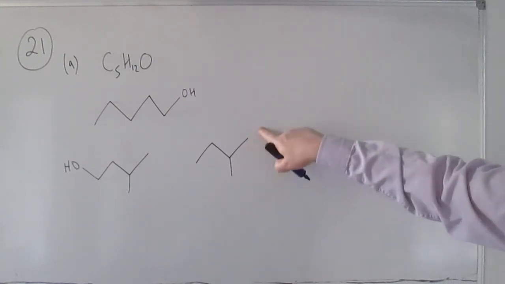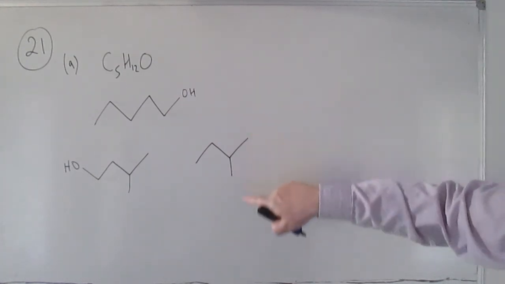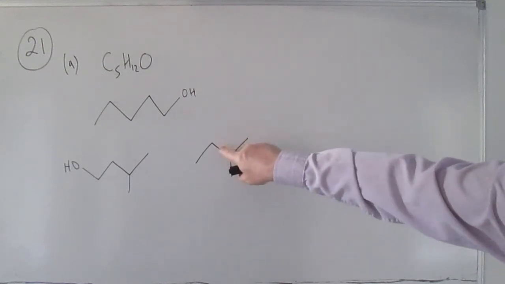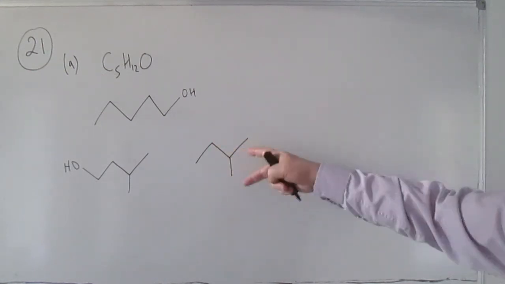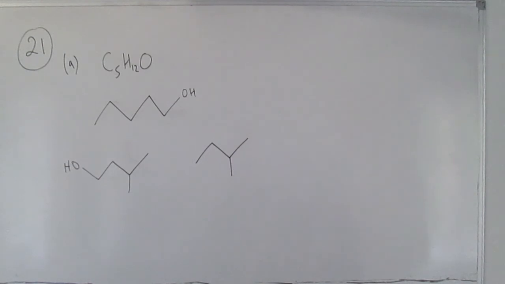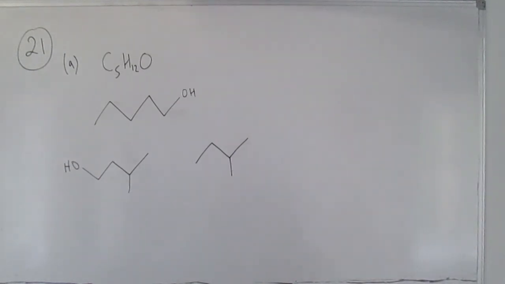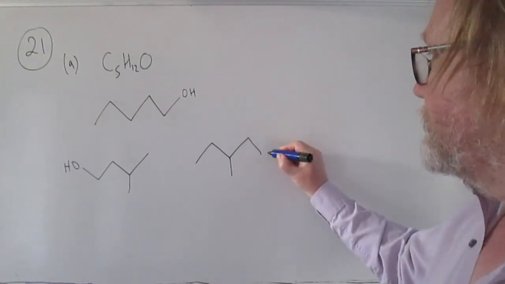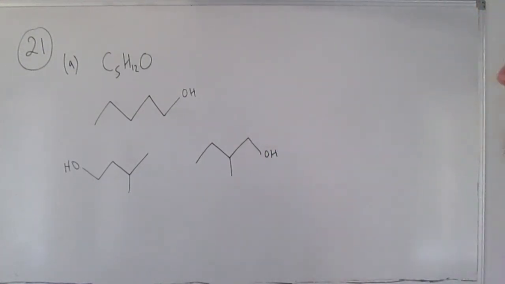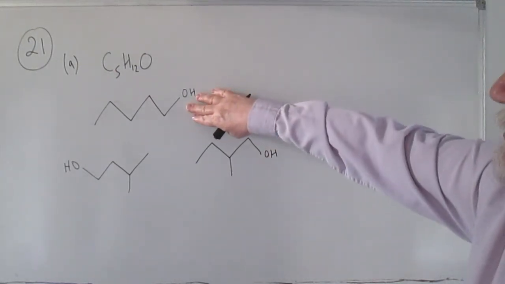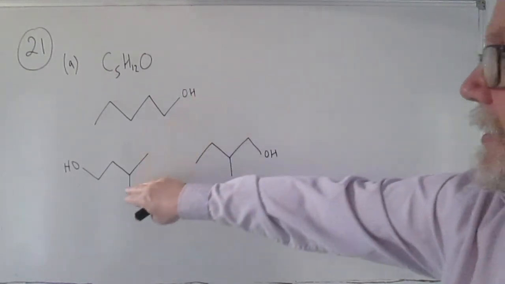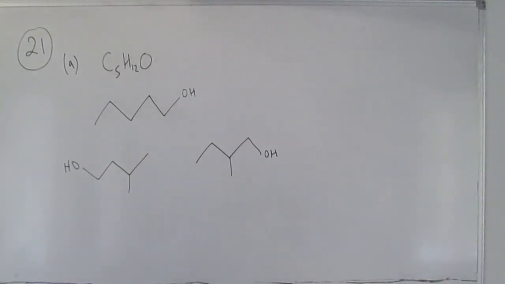But again, you can see that it doesn't matter whether you put it there or there, it'll be the same thing, because remember, you can rotate around that bond, so those two positions are constantly changing places anyway. So whether you put an OH there or there, it's the same compound. So let's just put it here and say, right, that's our third possibility. So there was only one possibility if we had a chain of 5, 2 possibilities if we have a chain of 4 with 1 branch.